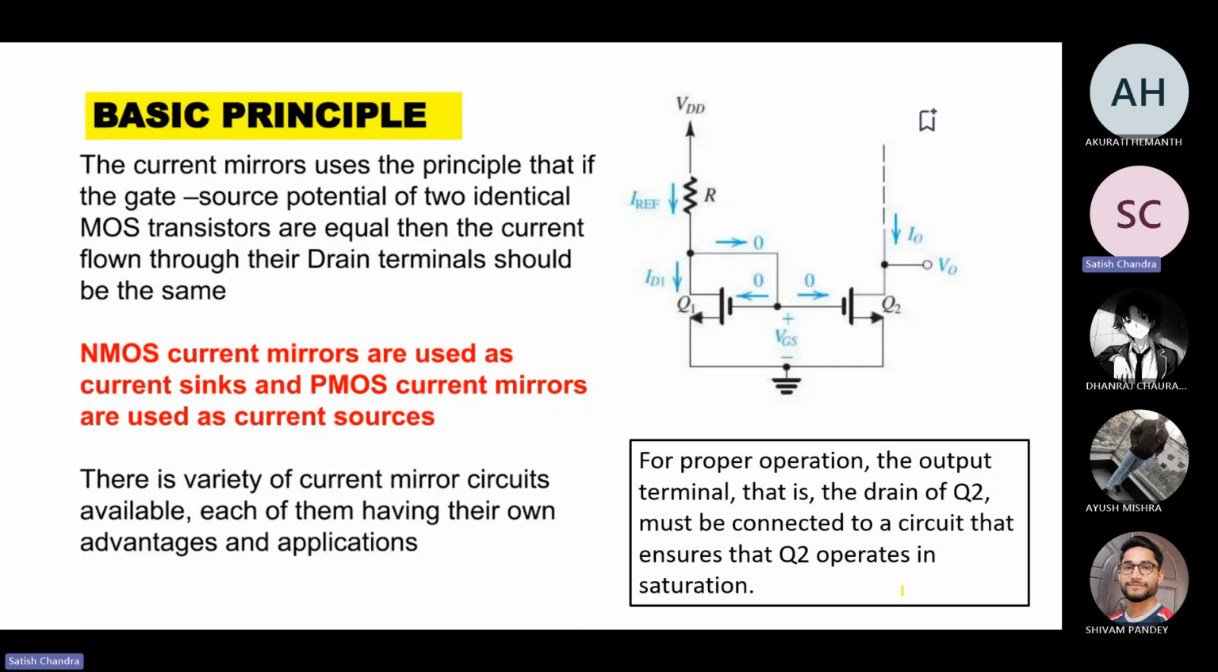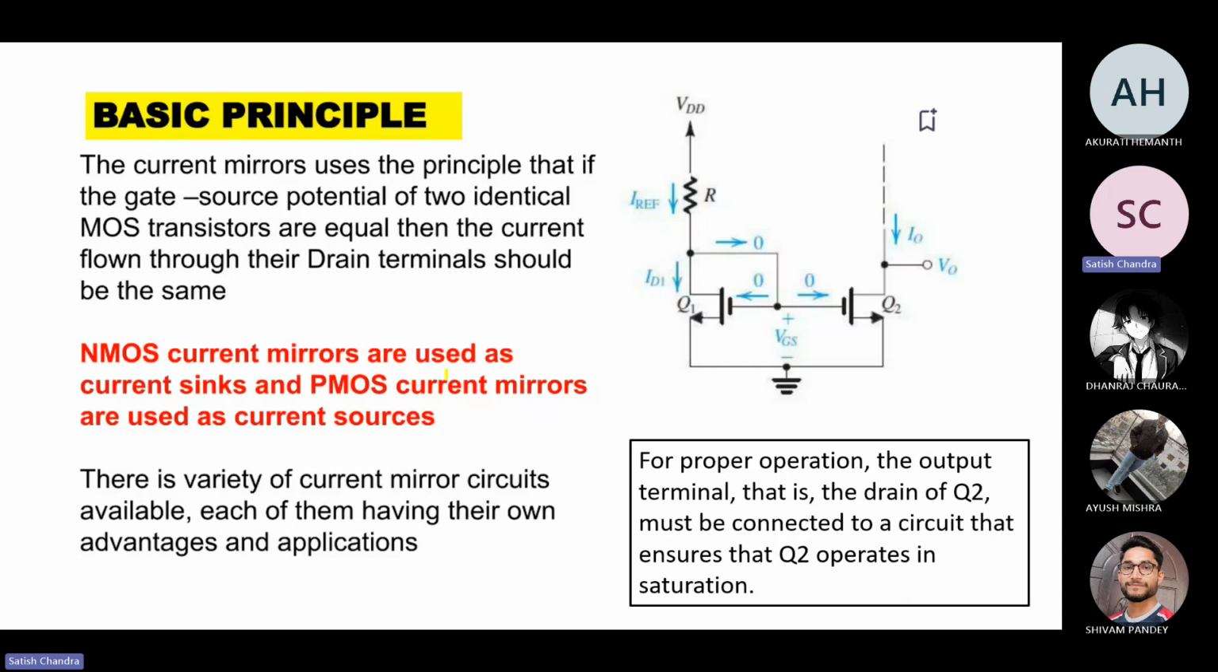That will be very easy to understand the current mirror basically. That is why I'm going to go like this one only. So current mirror uses the principle that if the gate source voltages of the two identical MOS transistors are equal, then the current flowing through the drain terminal should be the same.